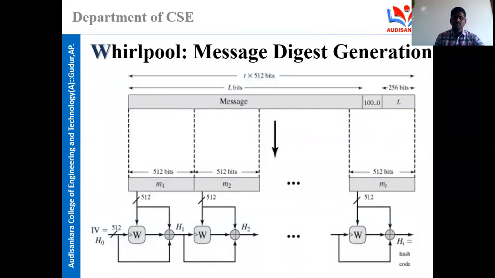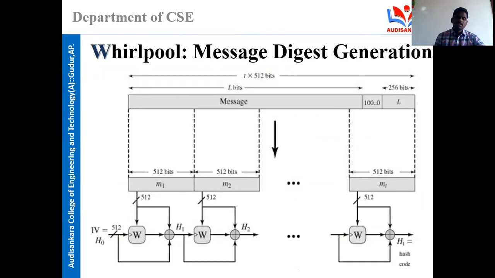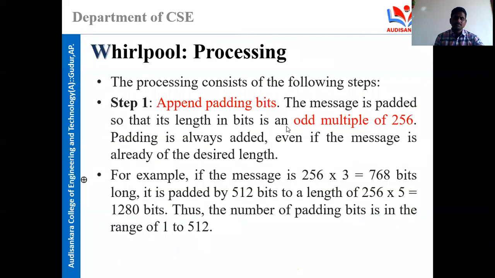Here we have the step-by-step process performed in this algorithm. The first step is appending padding bits. In this diagram you can observe this is the original message up to here. To this original message we pad the bits, which is represented here as 1 followed by 0s. The message is padded so that its length in bits is an odd multiple of 256. For example, the original message is 768 bits, and we are padding the 512 bits.